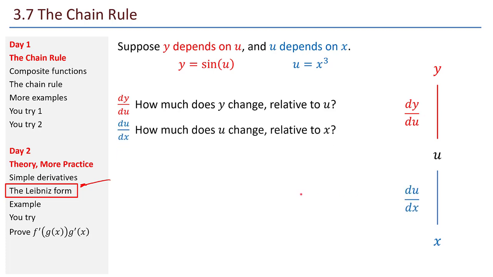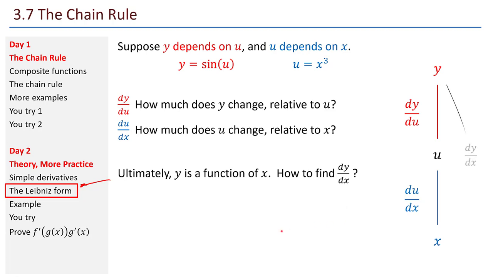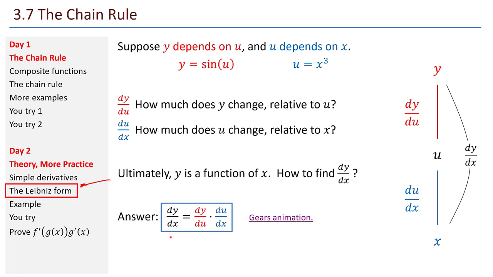Similarly, we have du dx. du dx says, how much does u change relative to x? Our goal is to figure out dy dx. Y is a function of x. How do we find dy dx? Let's take the chain from the very top to the bottom. Y is a function of x. What is dy dx? So can I figure out dy dx based on dy du and du dx? And the answer is yes. Yes, I can. The answer is that dy dx, going from the very top to the bottom of the chain, is dy du times du dx.